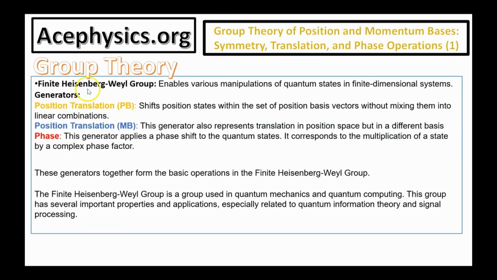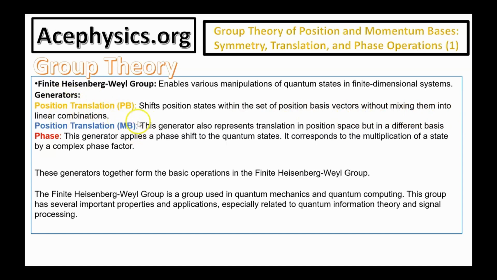All the ideas we've been discussing in this presentation are contained within group theory, and it's the group theory of the finite Heisenberg-Weil group. This group enables various manipulations of quantum states in finite dimensional systems. It has three generators: the position translation generator in the position basis. This shifts position states within the set of position basis vectors without mixing them into linear combinations.